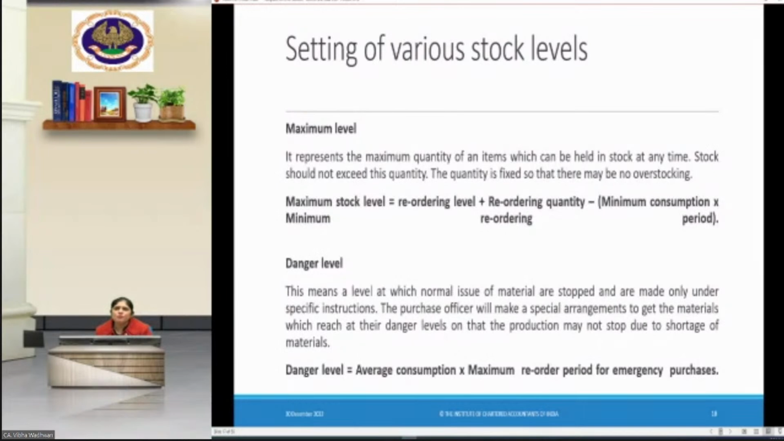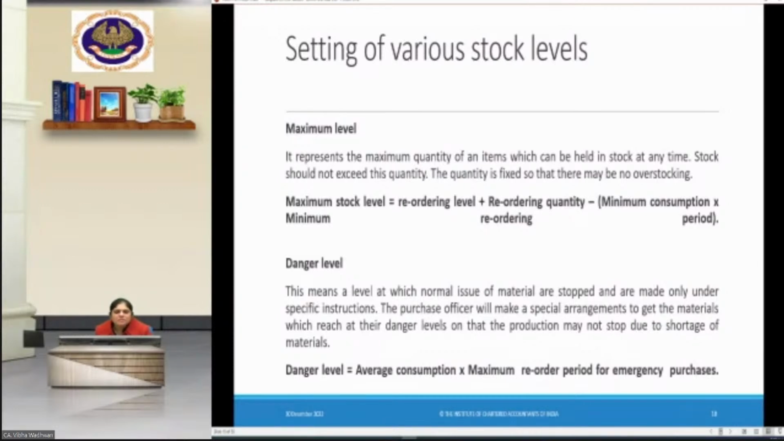Maximum level is beyond that. You should not hold the stocks beyond it because that will be overstocking. So this is the maximum level of stock you should maintain in your inventory. You should not purchase more than that because it can go obsolete, it can deteriorate, it can get damaged. Why overstock? We should stock the inventory only as much as is required by the levels of stock. So maximum level says beyond this, we should not keep stock in inventory. So reorder level plus reorder quantity minus minimum consumption into minimum delivery time, or minimum reorder time. So this is the maximum level.